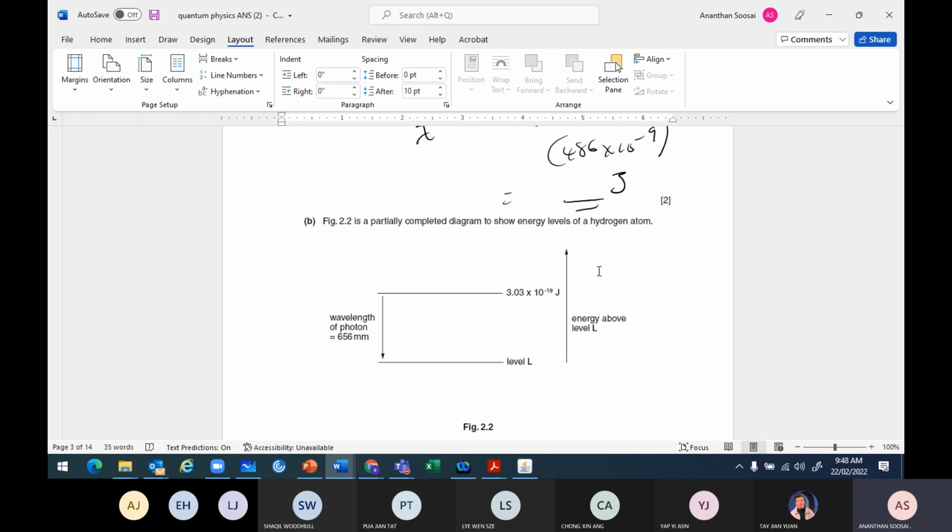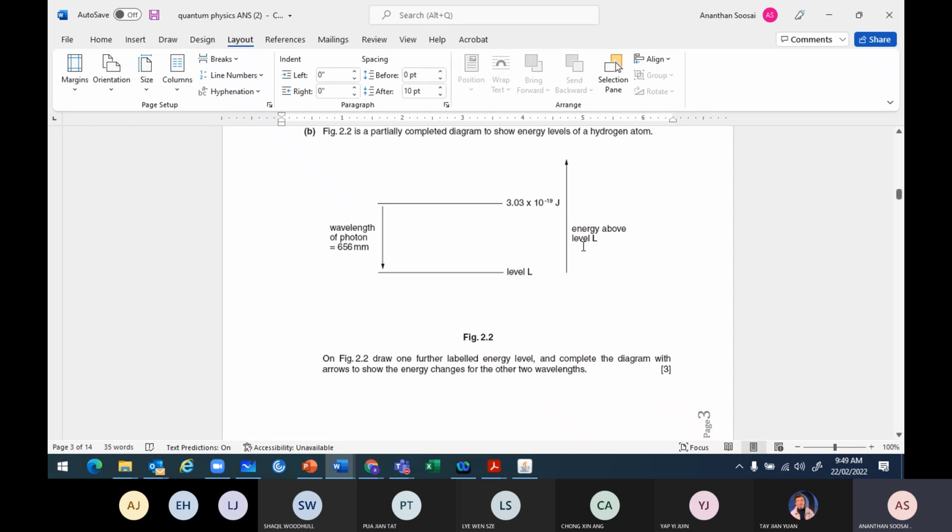Question 2.2: a partially completed diagram to show the energy levels of the hydrogen atom. Two levels have been shown here. From here to here, they say the wavelength emitted was 656 nanometres. We only show two energy levels. So what's the question? Draw one further labelled energy level and complete the diagram with arrows to show the energy changes for the other two wavelengths. Can you add a third energy level so that you can show the other two wavelengths?